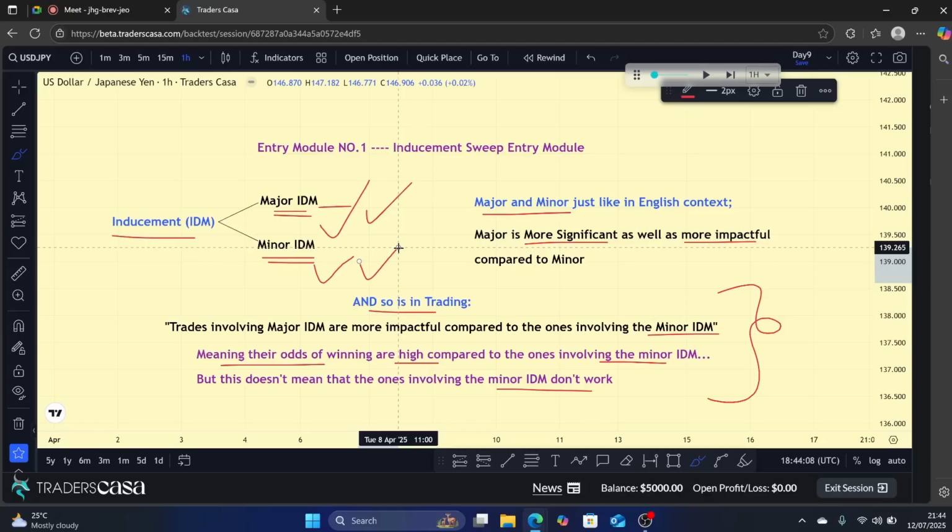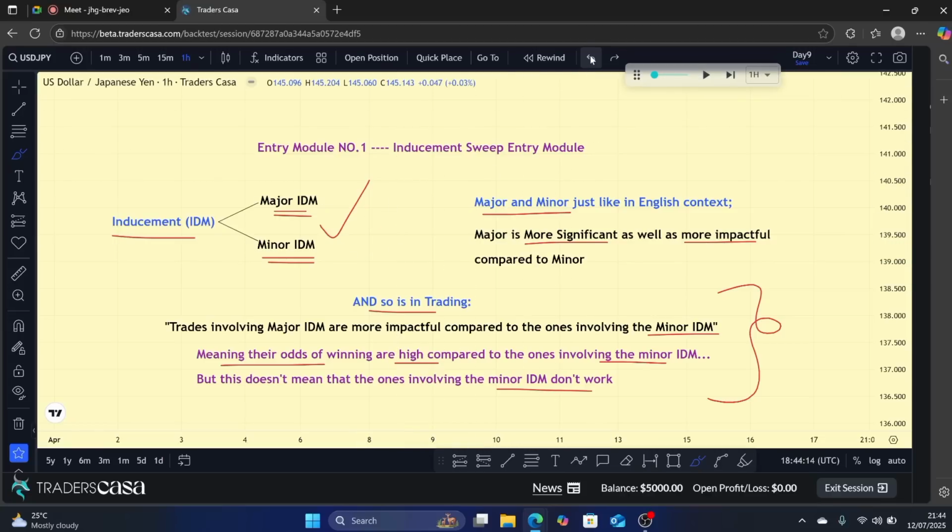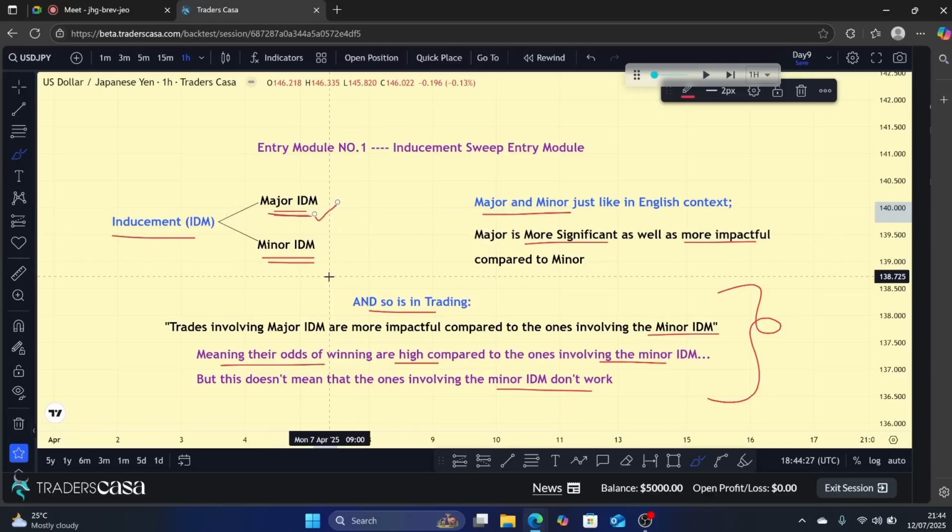In other words, it means that if you only focus on trades that sweep the major inducement, then you will end up increasing your win rate rather than combining the two, or rather than taking the ones that involve a sweep of the minor inducement. So if you want to increase your win rate, you can decide to restrict yourself from taking those minor inducement sweeps and only take the major inducement sweep. This will increase your win rate.